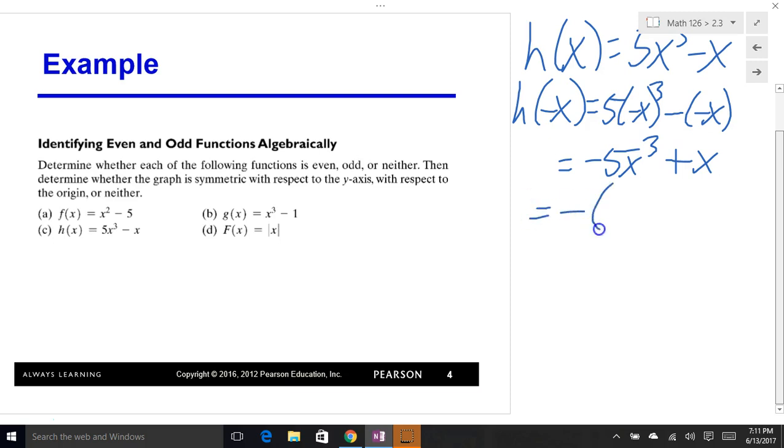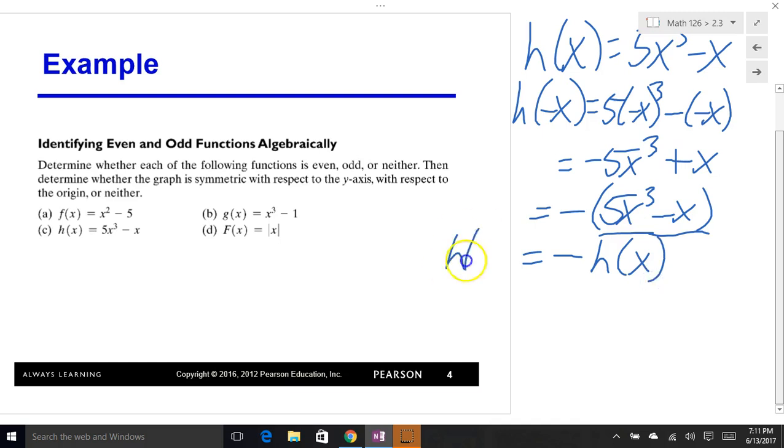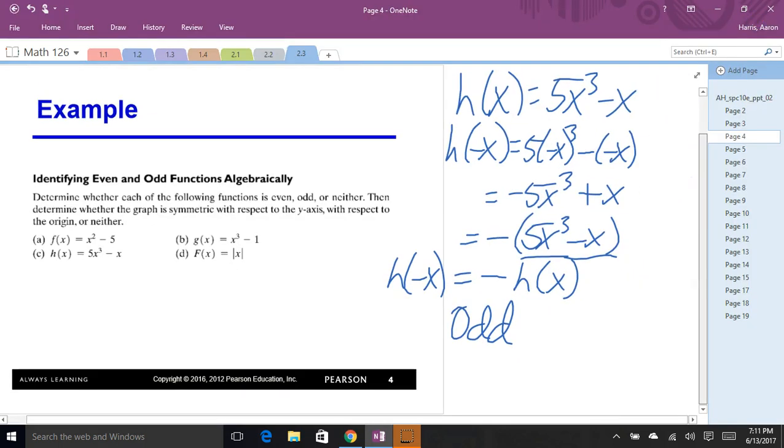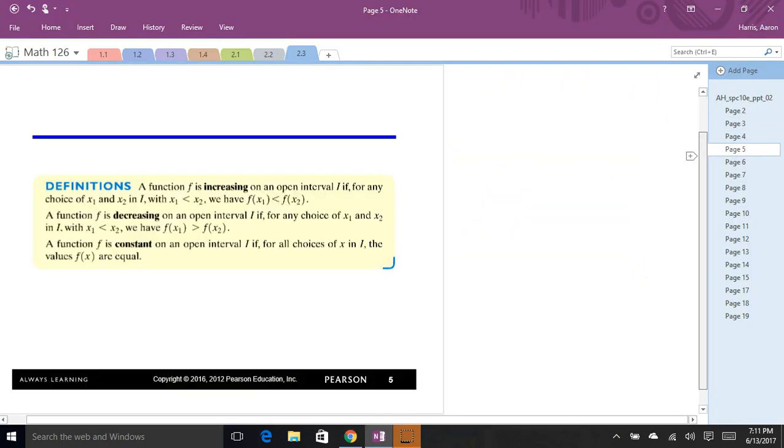Is it negative? Let me factor out a negative. Is this the original? 5x cubed minus x? It sure is, so it's negative the original. So h of negative x equals negative h of x, so this thing is odd. Okay, so that's how you'll go about those.